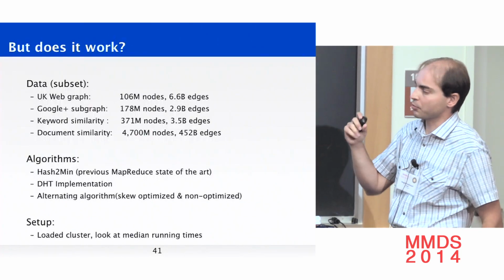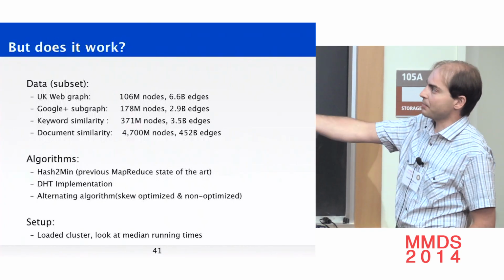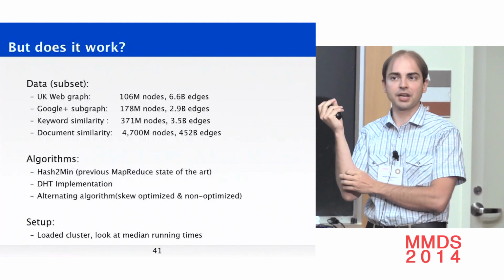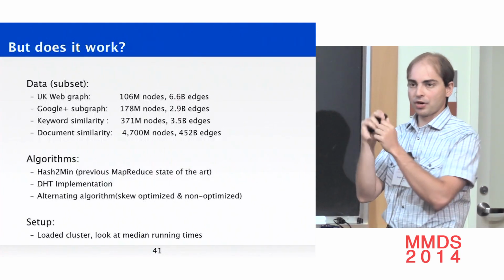What is the setup, and what are we comparing? So the setup is that it's just a loaded production cluster. We're going to run this several times and look at the median running time. And what are we comparing?